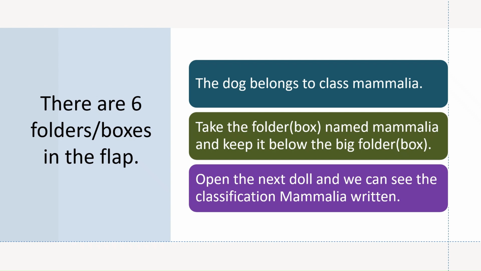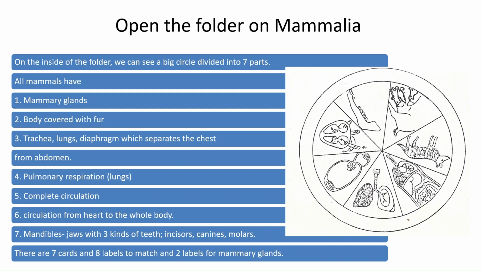I'm saying folder instead of the box. You can use a box also. Open the next doll and we can see the classification Mammalia written. Open the folder or box on Mammalia. On the inside of the folder or box, we can see a big circle divided into 7 parts.